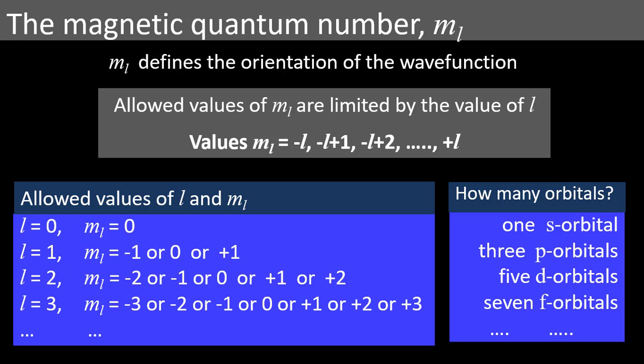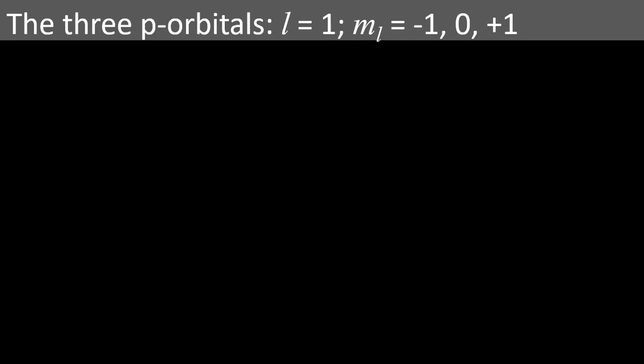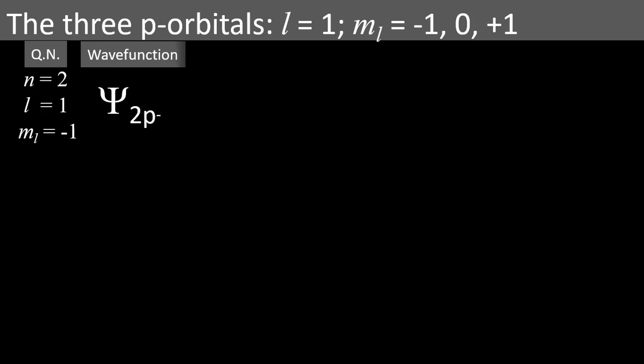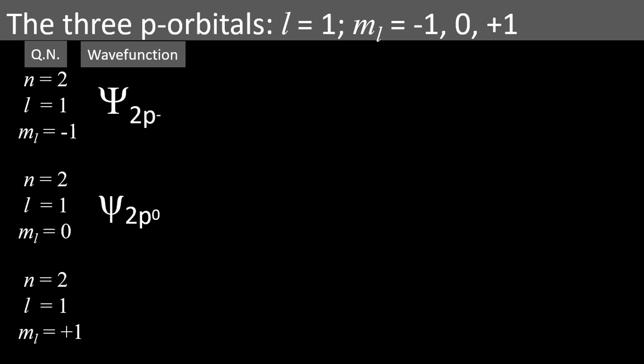Now, I'm not going to sugarcoat this, but there's a bit more mathematical complexity that is always encountered in orbitals where the m subscript L value is not 0. Let me show you. So for the quantum numbers n equals 2 and L equals 1, there are 3 possible values for ml. So we can find 3 orbitals. There's psi 2p minus, psi 2p0, and psi 2p plus.